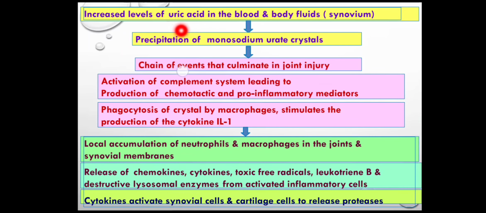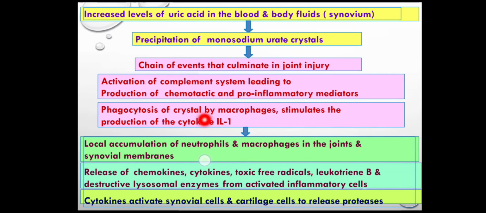If we draw a flow chart to understand the pathogenesis, it will be like this. Increased levels of uric acid in the blood and body fluids should be there. Body fluids means mostly the synovial fluid. If there is supersaturation of these body fluids, then there will be precipitation of monosodium urate crystals. So there is a chain of events that culminate in joint injury. First, there will be activation of the complement system, leading to production of chemotactic and pro-inflammatory mediators.